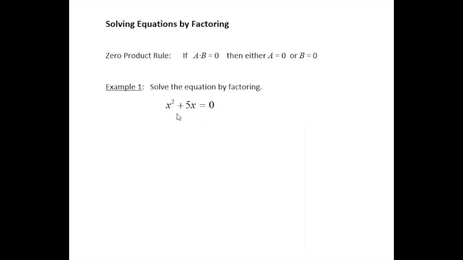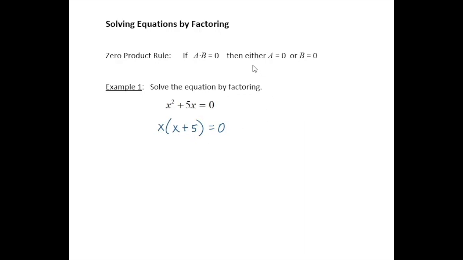To factor x squared plus 5x, we can factor out the common factor, which will be x. Factoring out the x gives us x times x plus 5. And you can distribute to double check and make sure we factored this correctly. Now we have a product of two factors equal to 0. The first factor is x, and the second factor is x plus 5.